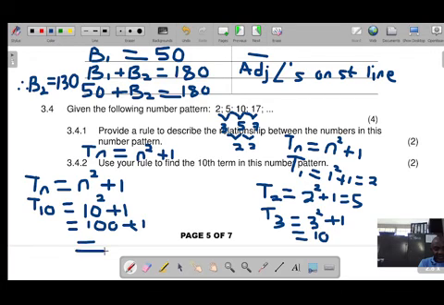The answer is 101. That means T10 is 101. I hope we are together. Let us proceed.